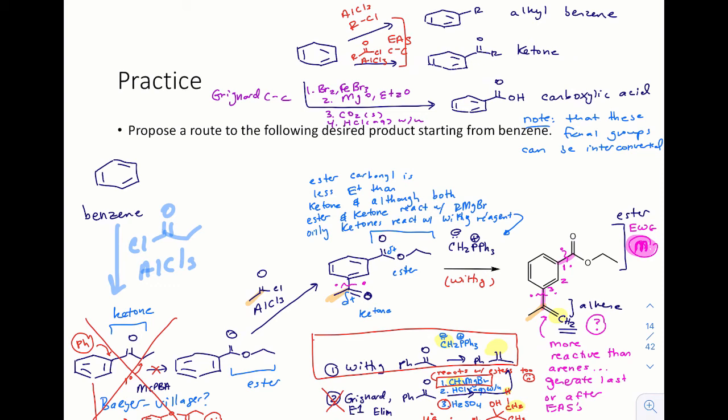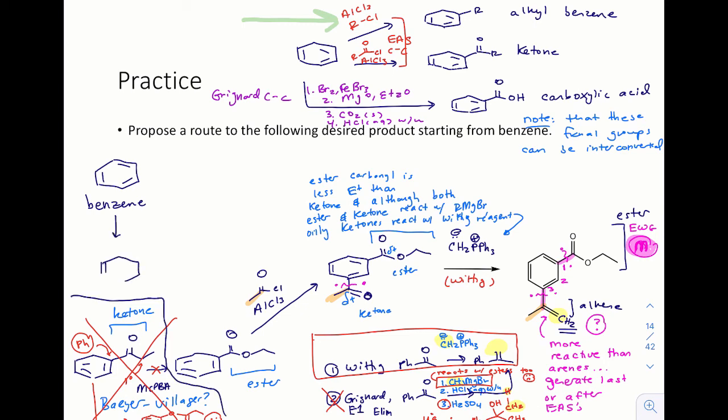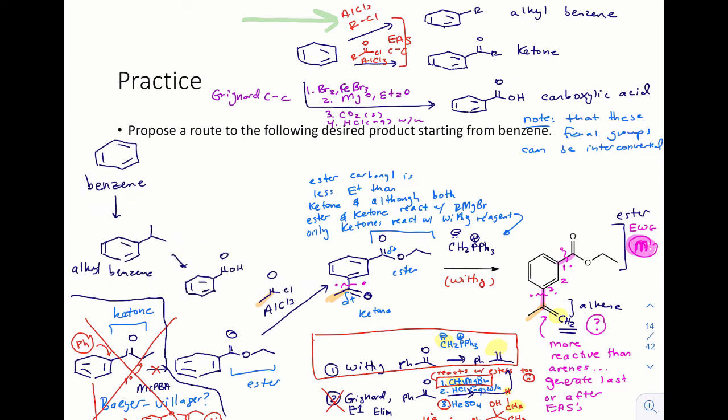We have two more options: the alkyl benzene and the carboxylic acid. Let's first try Friedel-Crafts alkylation to generate the ester. Now, the idea behind generating the alkyl benzene is that we know this side chain can be oxidized off to form a carboxylic acid, using the reaction that we just learned: treatment with potassium permanganate under aqueous basic conditions, followed by an acidic workup.